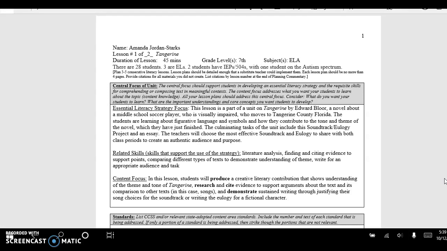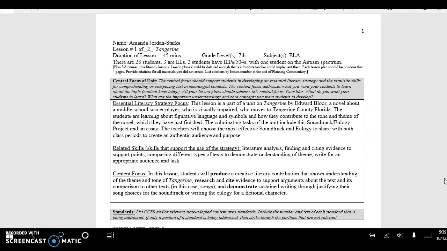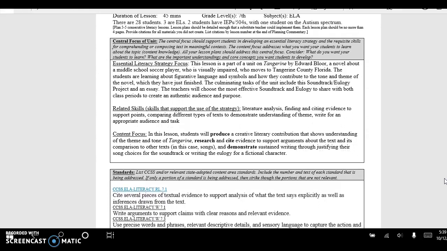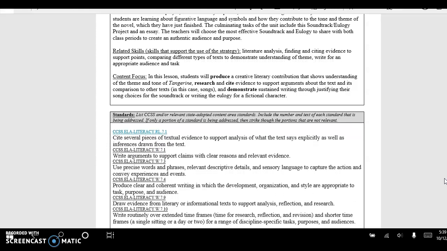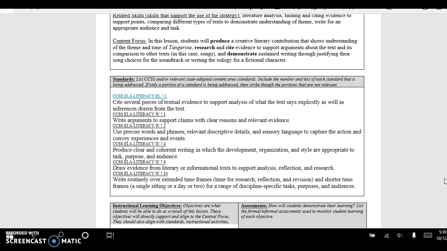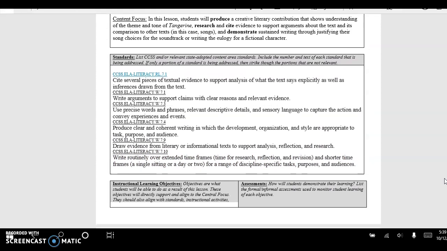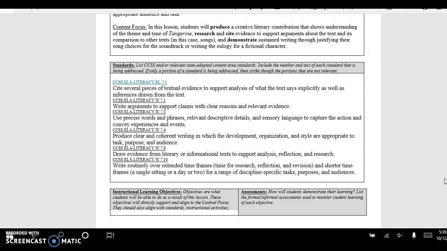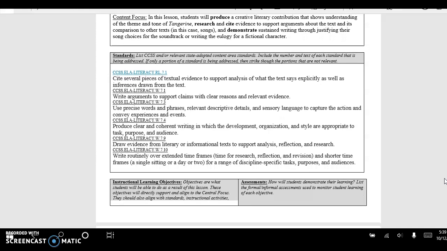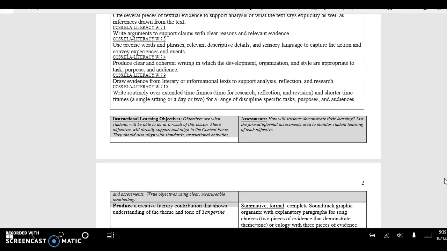And so this was a lesson on tangerine. It was a 45-minute class, English class for 7th graders. At the top, they did mention how many ELs and IEP students are in the classroom. And so here we have central focus, and there's those language function words: produce, research, cite, demonstrate. And then we have the standards, and you can see they also have words like research, explain, clear ideas, and relevant, things like that will also be in the standards.